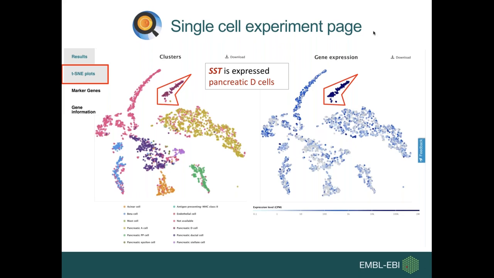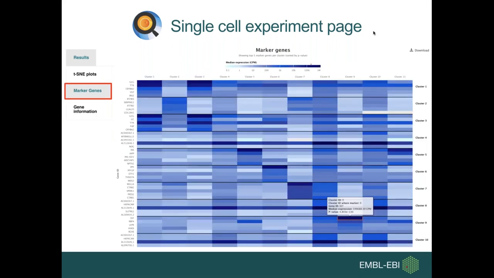The second tab in the results section shows you the top 5 marker genes identified in each cluster and their expression across all the clusters. So here you can see that the gene SST we searched for is particularly highly expressed in cluster 9 and is actually the top marker gene for this cluster. And again, if you hover over the cell in this heat map, you'll see its mean expression within each cluster.